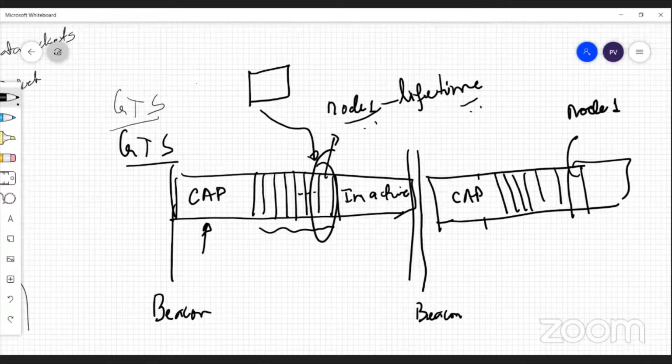And in fact, if they win only for that superframe, they'll have to contend all over for the next superframe. This is superframe 1, this is superframe 2. They'll have to win all over again in order to get access. So this is not guaranteed. So this cannot be node 1. I'll put a question mark because nobody knows how long they can win this system.